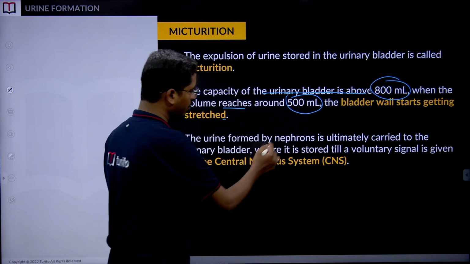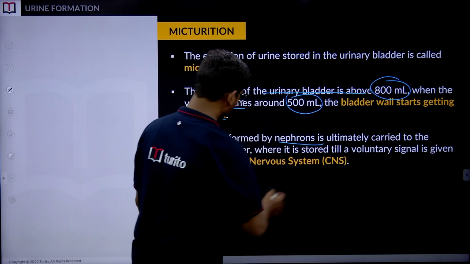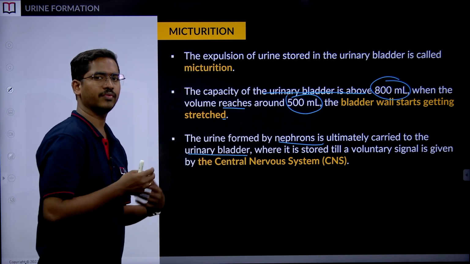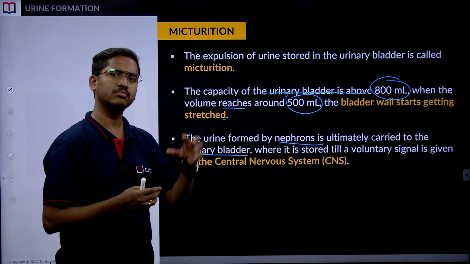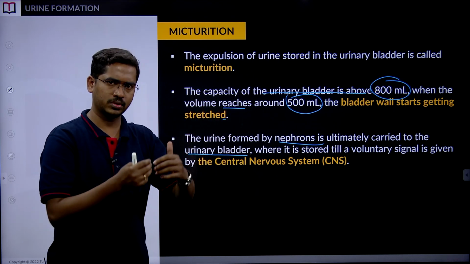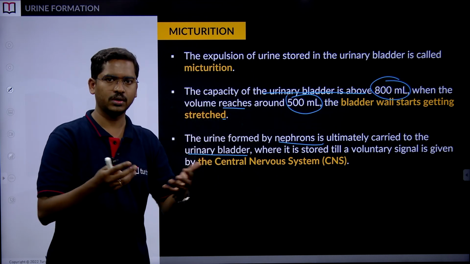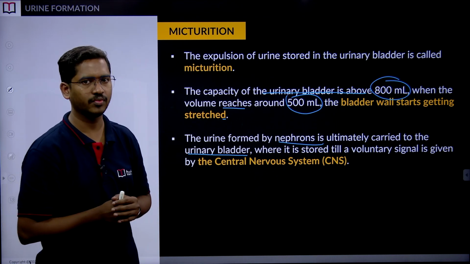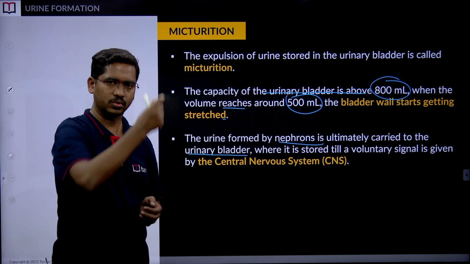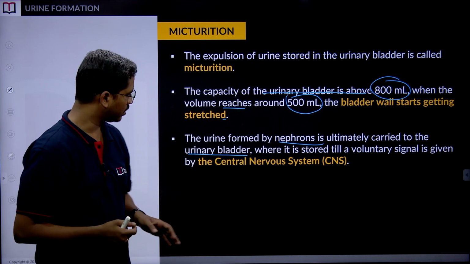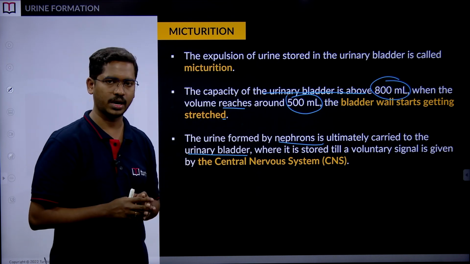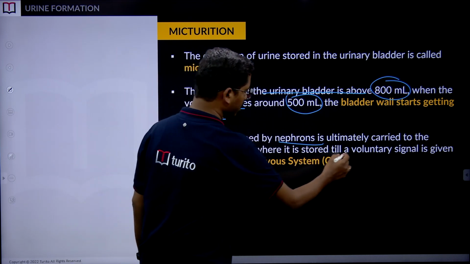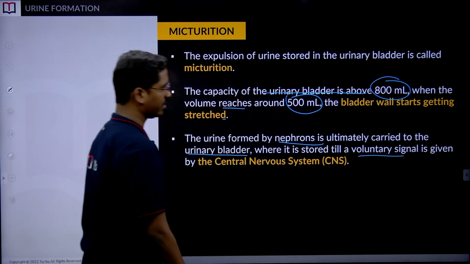The urine formed by the nephrons is ultimately carried to the urinary bladder. Whatever the filtration we have understood, it goes from the Bowman's capsule to the PCT, then to Henle's loop, again to the distal convoluted tubule, then to the collecting duct. It ultimately passes into the urinary bladder in the form of urine, where it is stored till a voluntary signal is given.